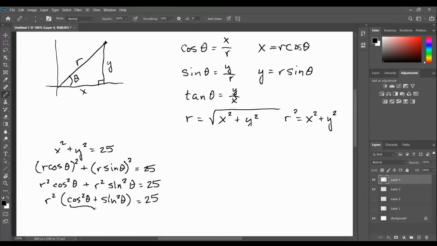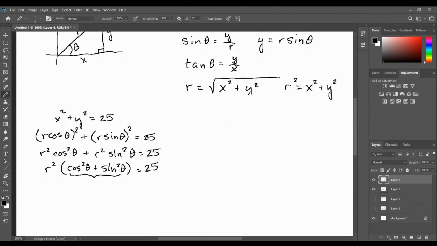This is an identity that we're familiar with. Cosine squared plus sine squared is 1. So I end up with r squared equals 25, which means that r equals 5.